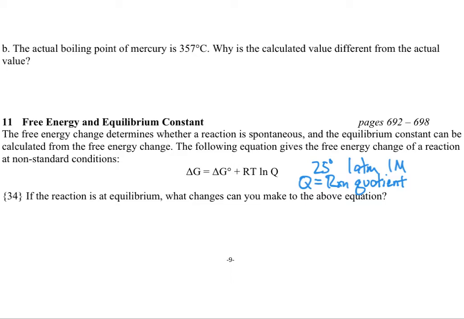And here in question 34, it's asking us, if the reaction gets to equilibrium, what changes can we make to the reaction above? Well, one thing that's going to happen as we go to equilibrium is that the delta G is going to go to 0, okay?